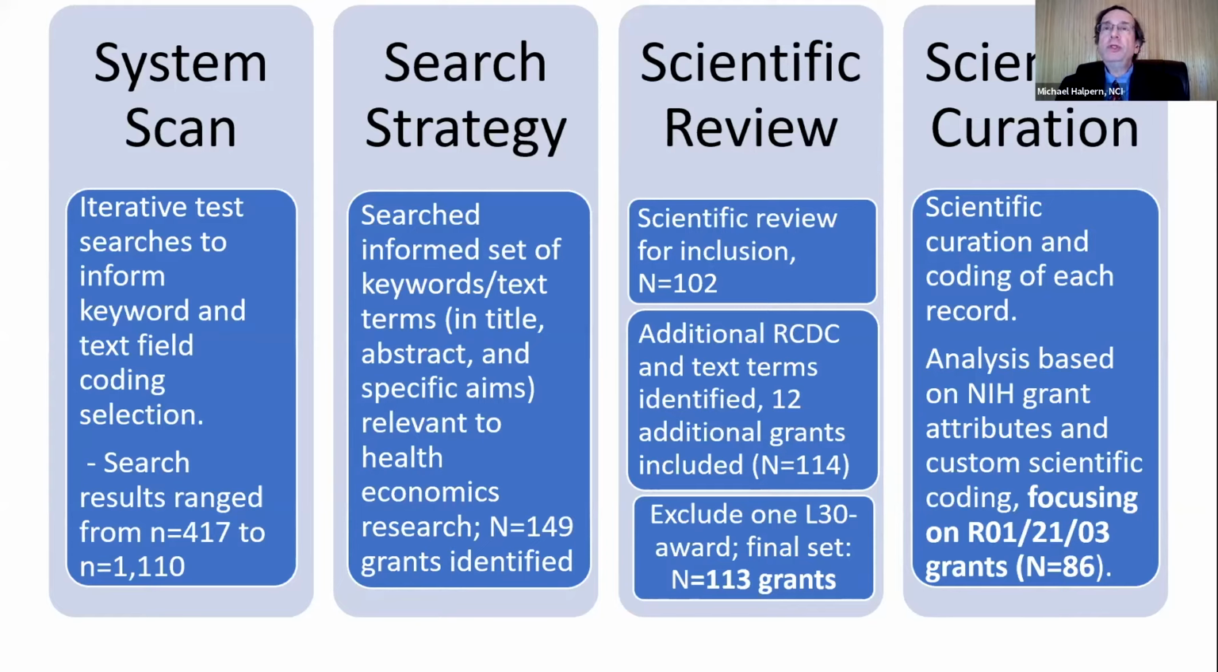We then curated these 113 grants, categorizing the types of grants, the types of economic analyses, and the types of studies that were performed. I'm going to be presenting results on a subset of 86 of these grants that were the R grants, the R01, R21, or R03 grants, where we could look in detail at the types of scientific and economic analyses that were performed in these grants. So remember these 86 R grants that were included in the portfolio analysis.